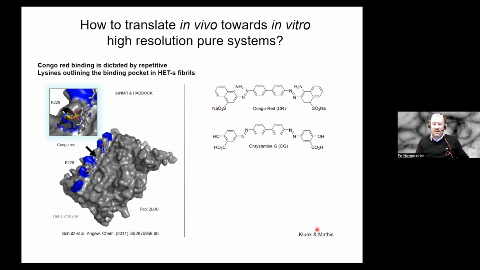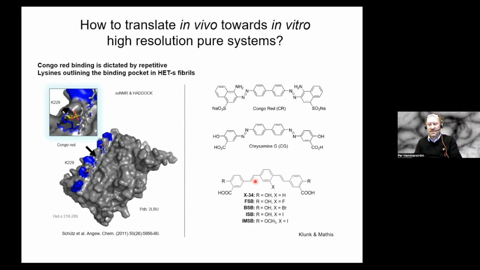So Klunk and Mathis have developed quite a number of derivatives of Congo red that are very interesting in their own right. And I will talk about a few of them that we have looked at and that we have also made our own versions of, showing that amyloid polymorphism by fluorescent molecules can also be detected by other probes than LCOs. So it's not an LCO-specific type of observation. It's something which has to do with the proteins. You just have to know how to use the probes.